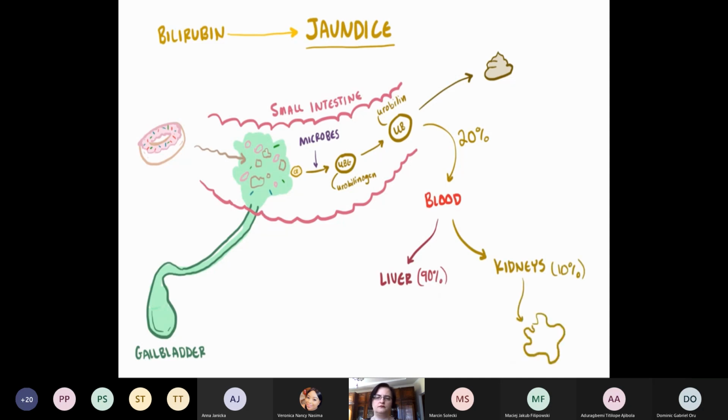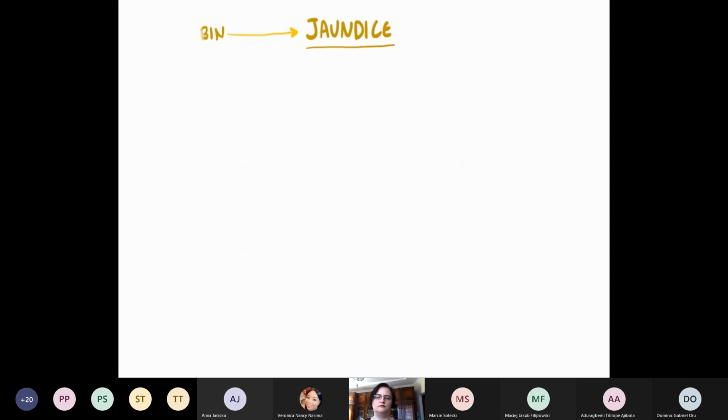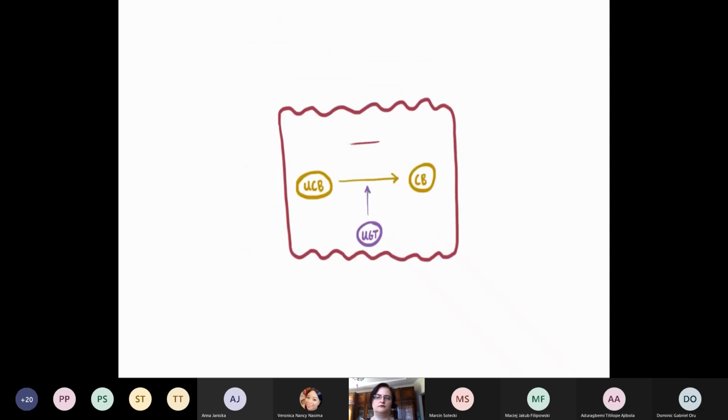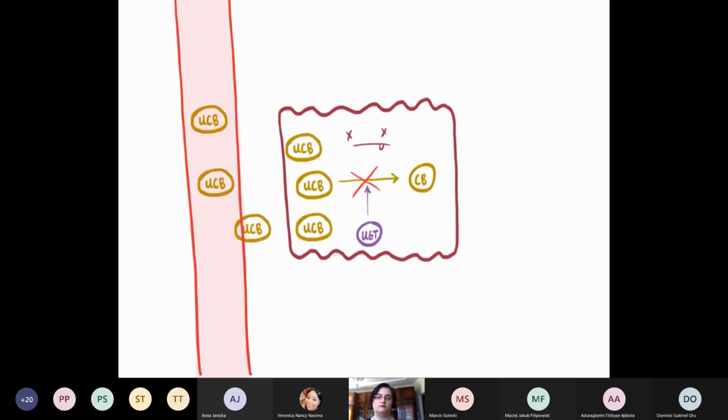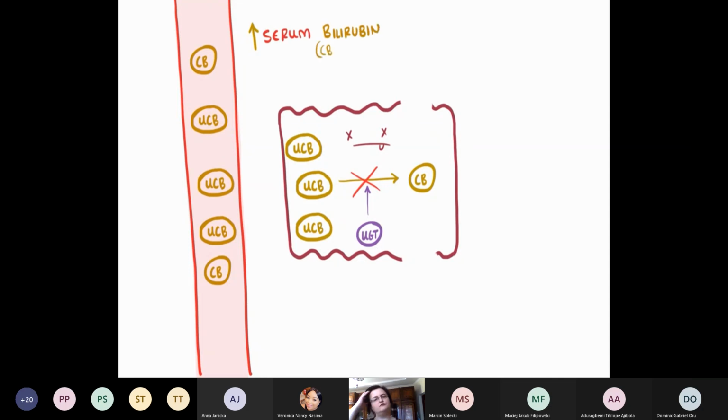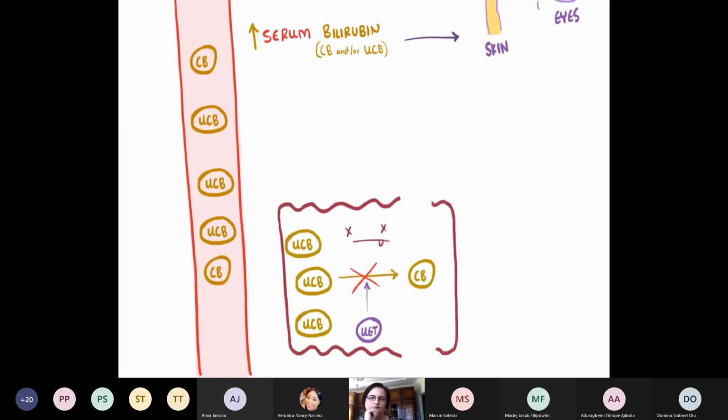That 10% that goes to the kidneys is excreted and causes the yellowness of urine. And there you have it, bilirubin metabolism in a nutshell. Now, if some point in this process gets disrupted, for example, if your liver cells are damaged and can't conjugate bilirubin anymore, or maybe if they die off and release their bilirubin, you can end up with increased bilirubin in the blood, which can be either conjugated or unconjugated, or both. And this is what accounts for the yellow color in the skin and the eyes.